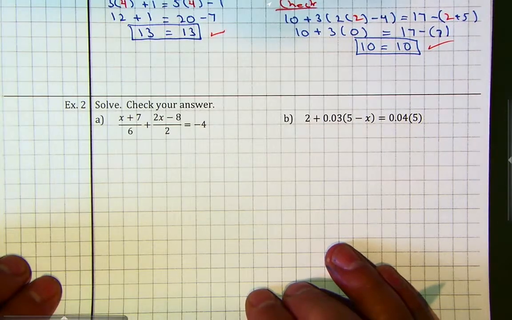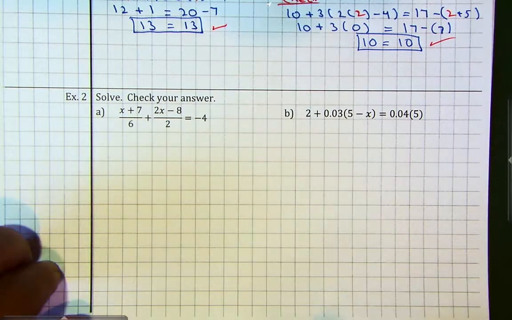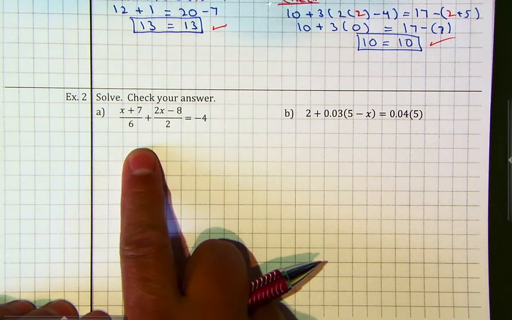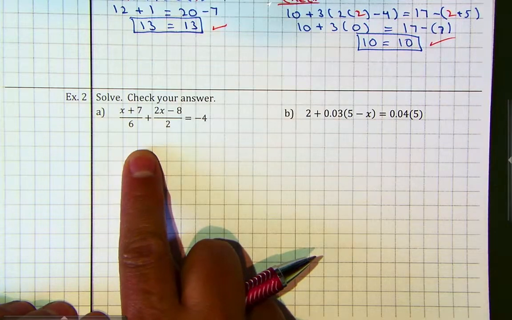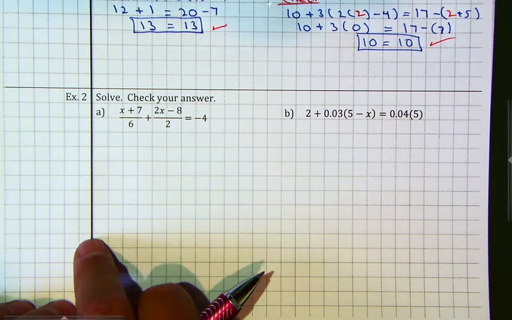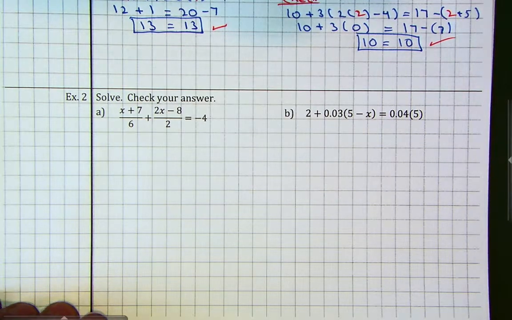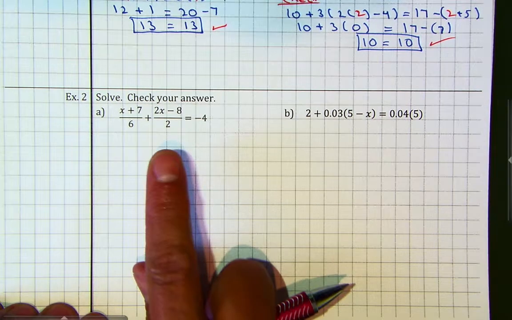Example number 2. Go and copy it down, and we'll start once you are ready. Go and pause it. So there's different ways to solve every single equation. As long as you do your steps properly, you'll end up with the correct solution. So what will be my process for this?